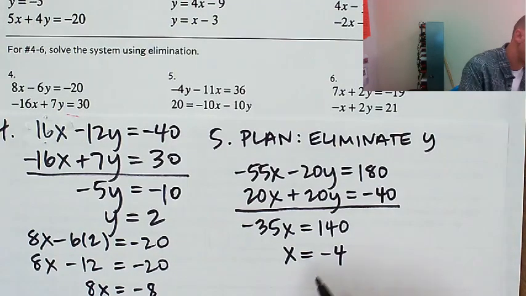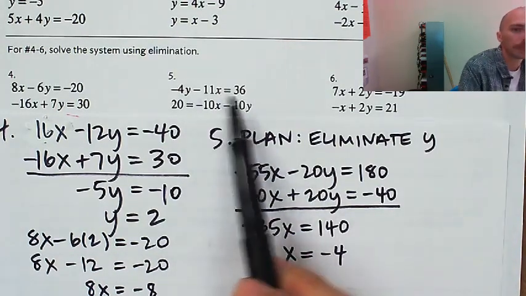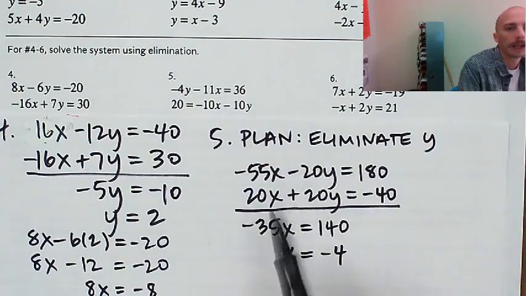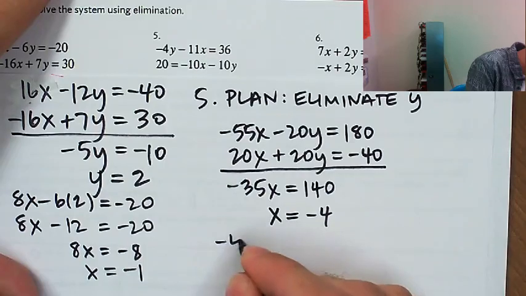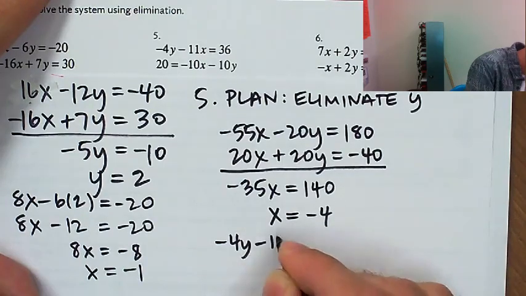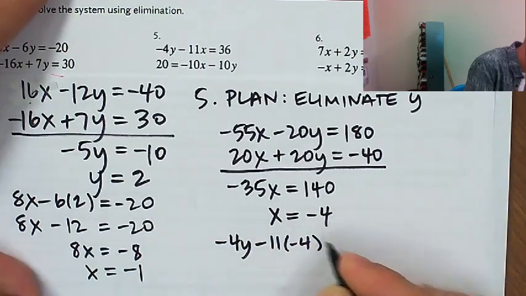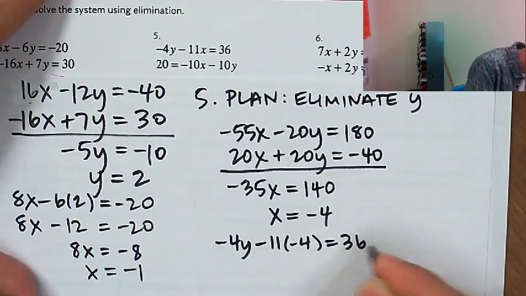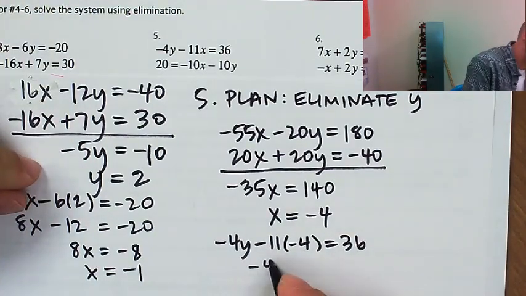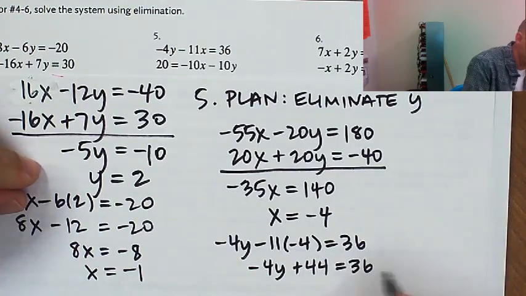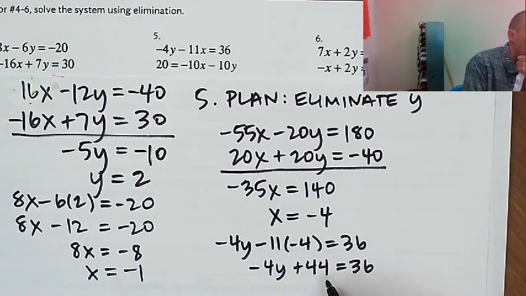And then, personally, I'm going to go back to one of the original equations because the numbers are lower, and I'm going to find my value of y. So I'll have negative 4y minus 11x equals 36. And all right, so negative 4y plus 44 equals 36.